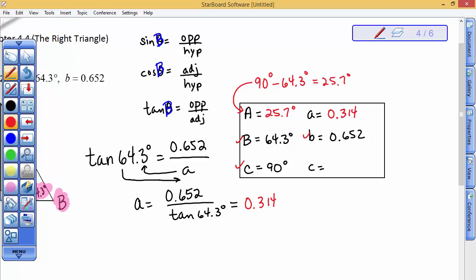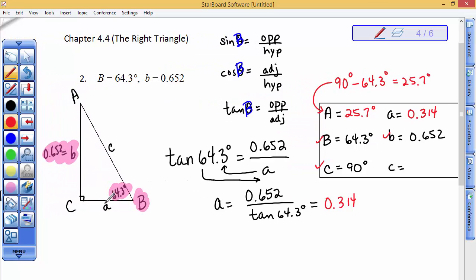All right, let's go back to our picture. So I just found this one. Now I want to find C. That's the only thing that's left here. I was given the opposite side, and I want to find the hypotenuse. Again, with regards to the angle, I was given the opposite side and I want the hypotenuse. Which of these three uses opposite and hypotenuse? Oh, that's sine. I'll even write it in letters this time: the sine of angle B equals the side opposite over the hypotenuse.